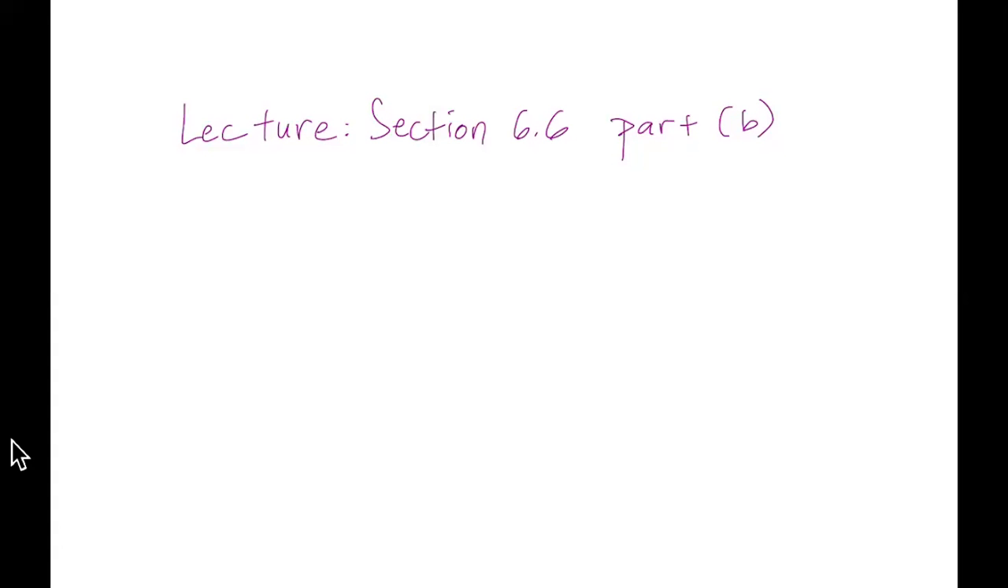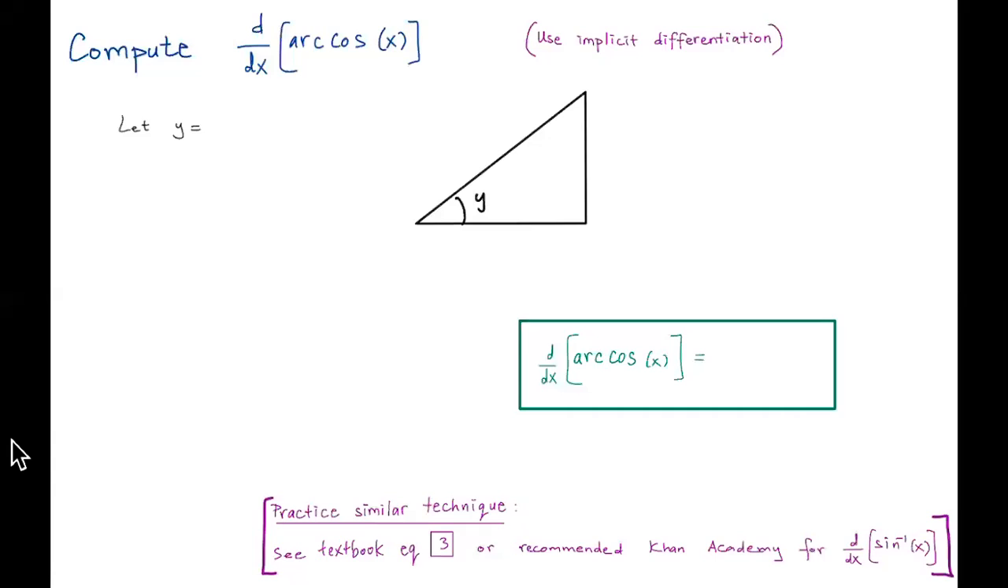Welcome to the recording of lecture section 6.6, part B. We will now compute the derivative of arc cosine using implicit differentiation and by drawing a triangle.